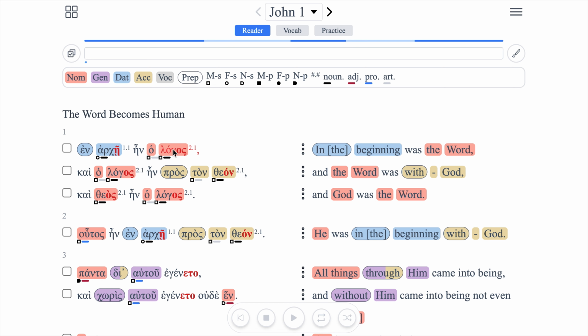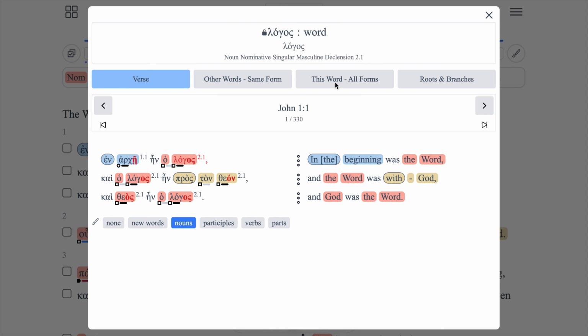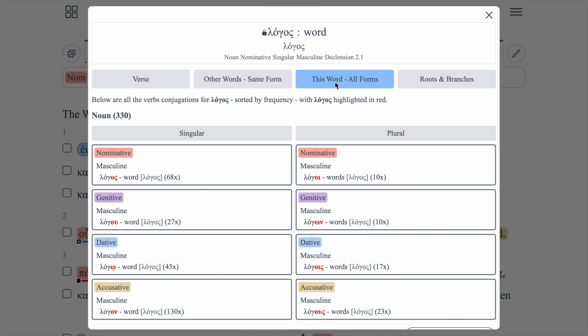Let's summarize as we finish up this lesson. Remember that each noun has three attributes: quantity, singular or plural; case, nominative, genitive, dative, accusative; and gender, masculine, feminine, or neuter. These are commonly organized for a single noun inside 8 boxes, with singular on the left, plural on the right, and the 4 cases on separate rows.